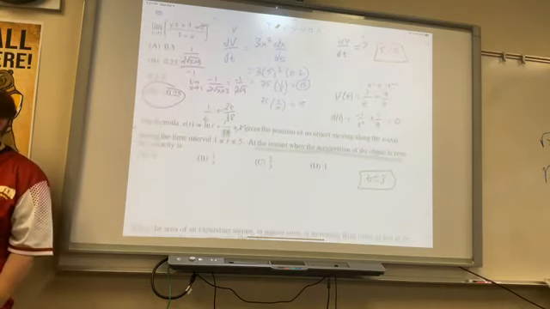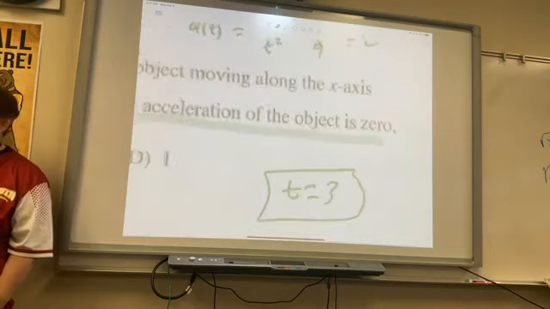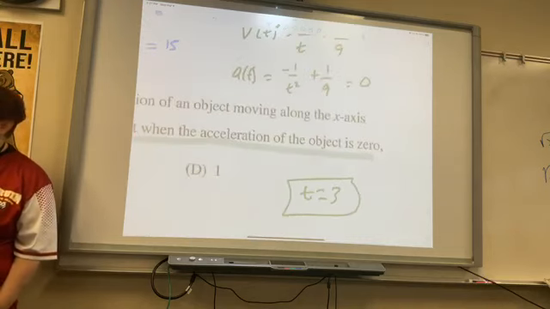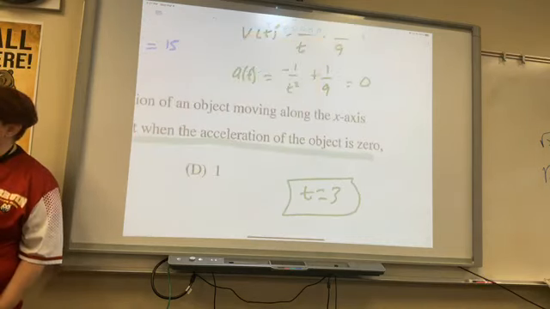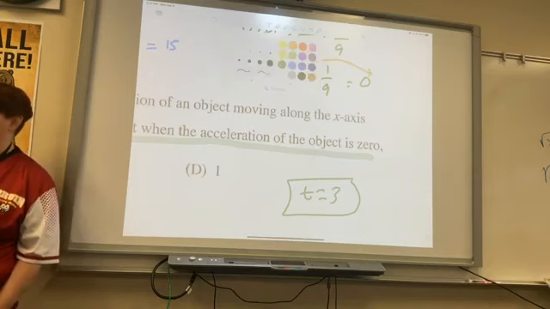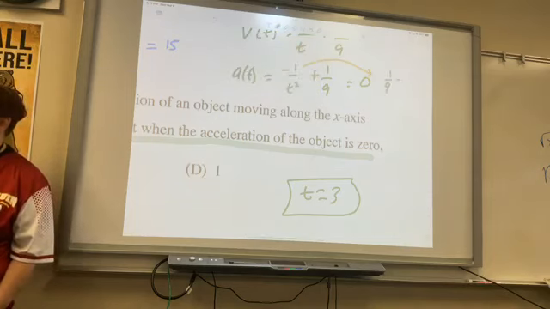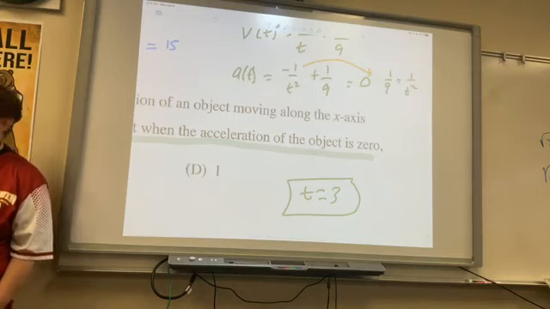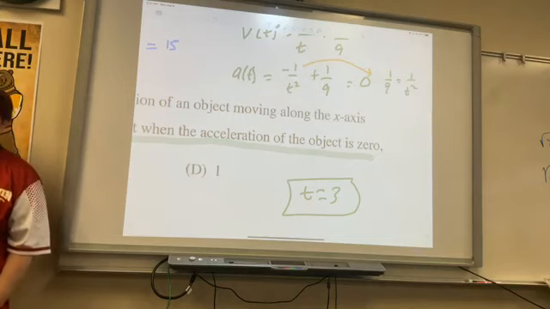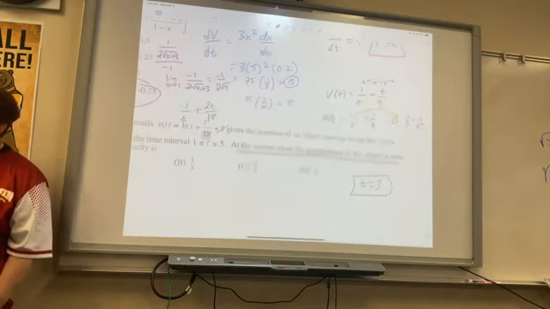Right now I just have to set these equal to each other. I'm going to move that one over because it's already a negative, so that makes more sense. Negative 1 over t squared plus 1/9 equals 0. So t squared is going to equal 9 if I cross multiply, plus or minus 3, but it's on the interval 1 to 5, so it's only 3.